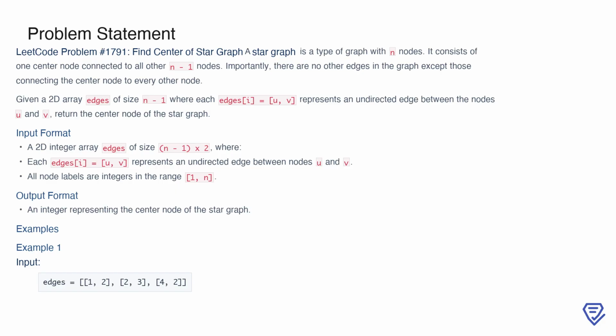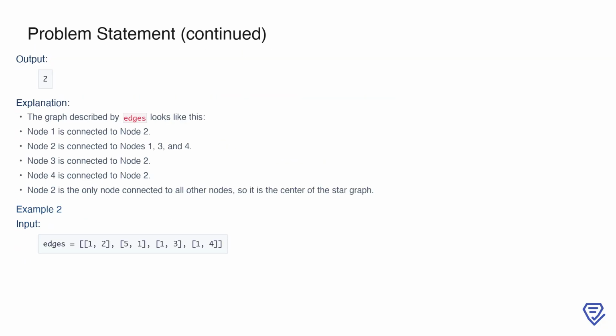The input is a 2D array edges of size n-1, where each subarray [u, v] represents an undirected edge between nodes u and v. The output will be a single integer representing the center node of the graph. The problem ensures that the graph provided is always a valid star graph, so there will always be exactly one node connected to all others. Let's look at an example to better understand the problem.